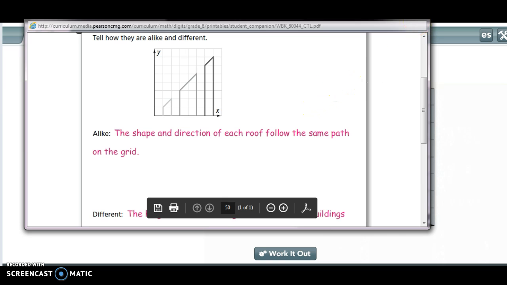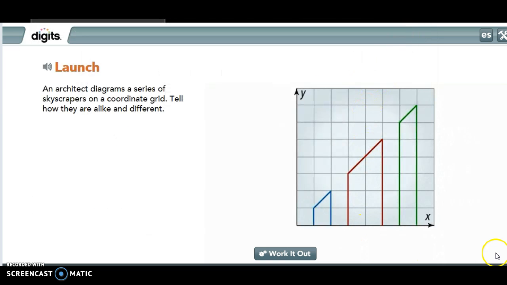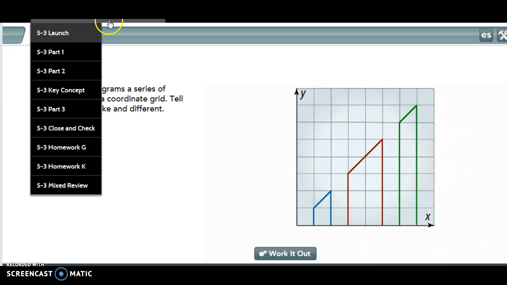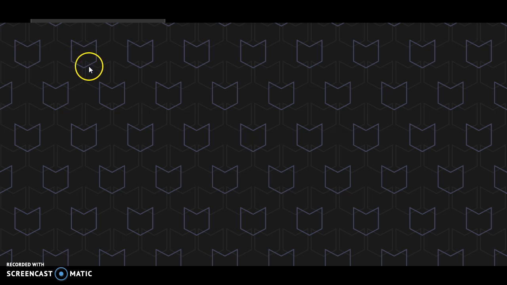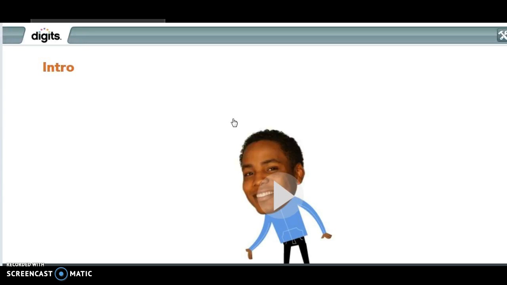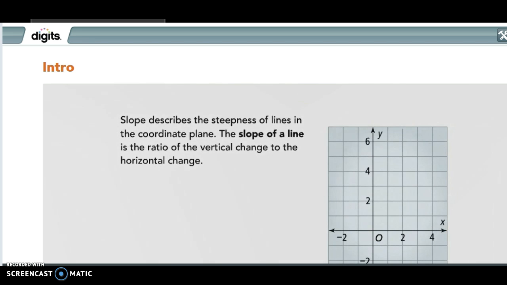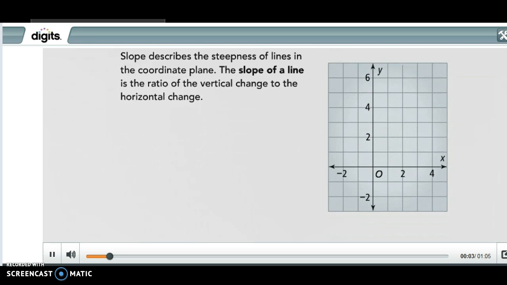Okay. We're going to go ahead and move on to part 1. Here's the intro. Slope describes the steepness of lines in the coordinate plane. The slope of a line is the ratio of the vertical change to the horizontal change.